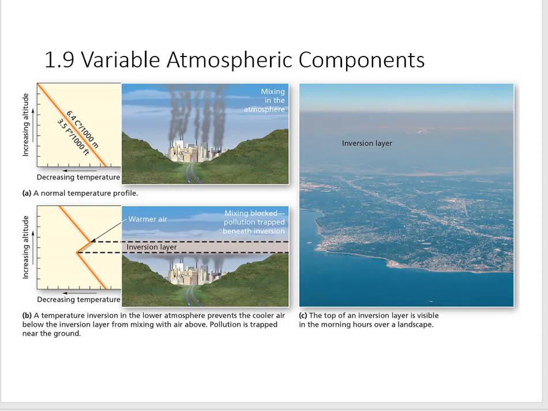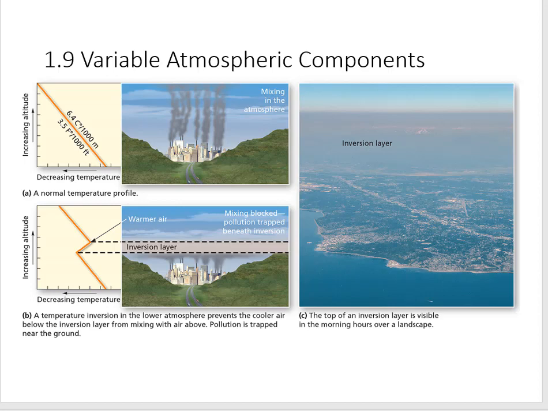Local and regional landscapes can also affect air pollution. Surrounding mountains and hills can trap and concentrate air pollution or direct pollutants from one area to another. A temperature inversion, as we see in the slide, occurs where the temperature of the atmosphere increases with altitude rather than decreasing with altitude at the normal lapse rate.